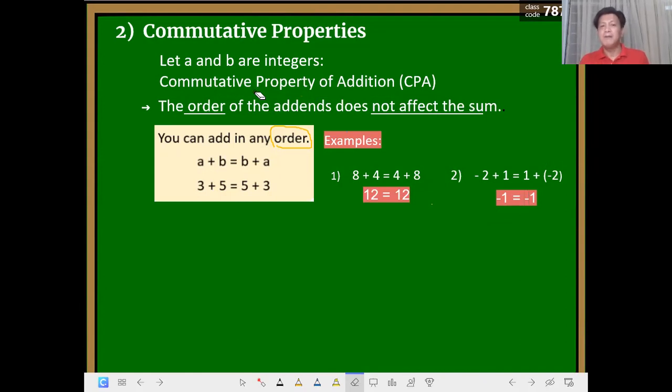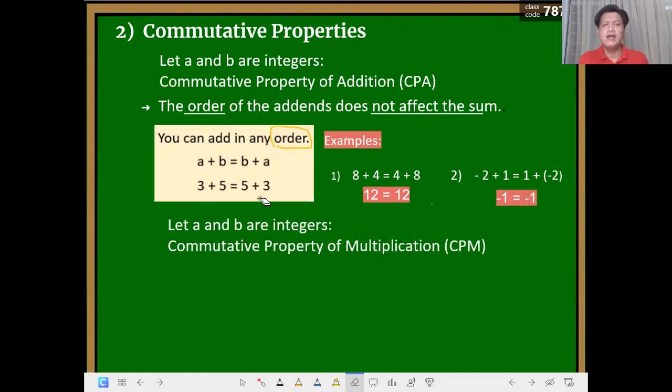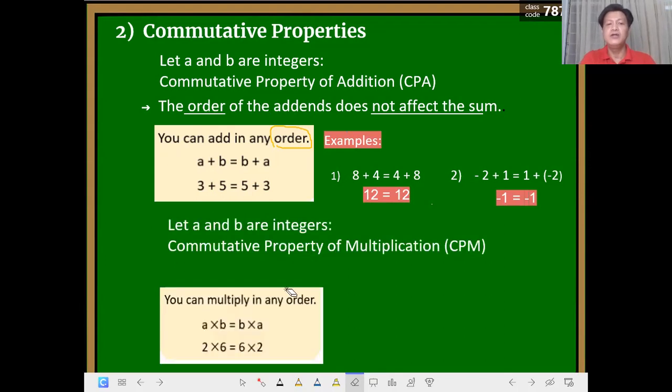Kapag pinagpalit natin ng pwesto yung dalawang integers na ina-add natin, ang tawag doon ay addends, hindi maapektuhan yung sum ng dalawang integers. Okay, so tandaan natin yung naka-underline, order, commutative. Okay, another, let A and B be integers, meron tayong tinatawag naman na commutative property of multiplication, or the CPM sa acronym, no? Okay, so ito yung ating pattern.